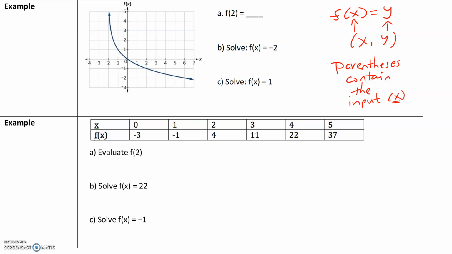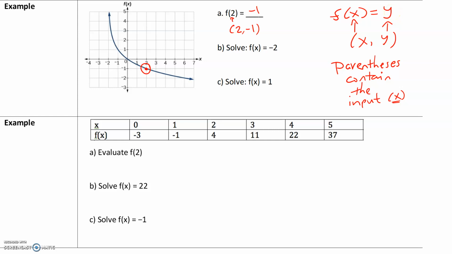So if we're given f of 2, it means we have an input or the x value of 2. So we have our x value of 2, and we just have to find the corresponding y value on the graph, which is -1. So the output is -1, which means f of 2 is -1. So when the function has an input of 2, the x value of 2, its output or the y value is equal to -1. Parentheses always contain the input, and that equals the output.